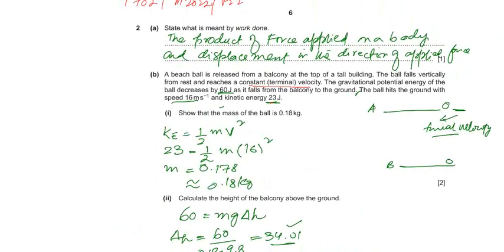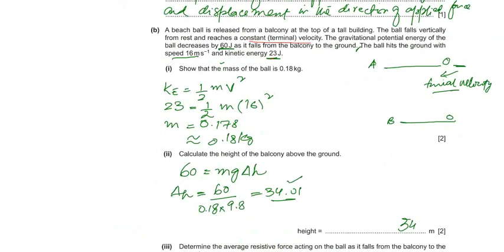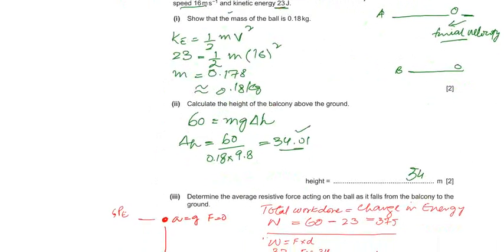Show that the mass of the ball is 0.18 kilogram. Kinetic energy is half m v squared, so 23 equals half m times 16 squared, which gives the mass as 0.0178, so approximately 0.18 kilogram. Part 2: calculate the height of the balcony above the ground.